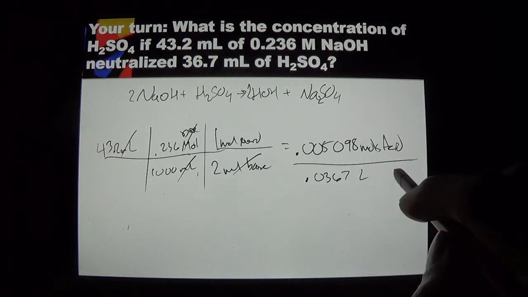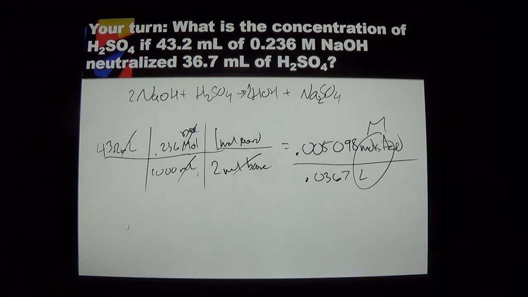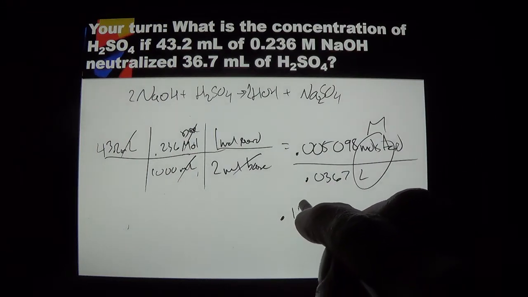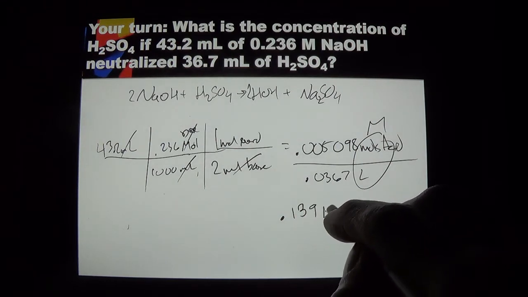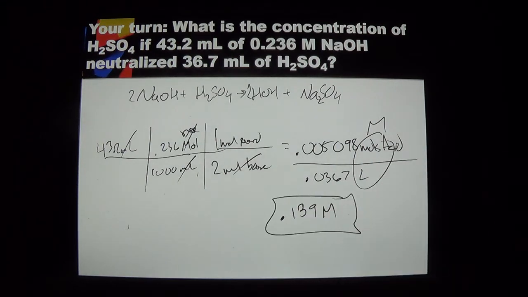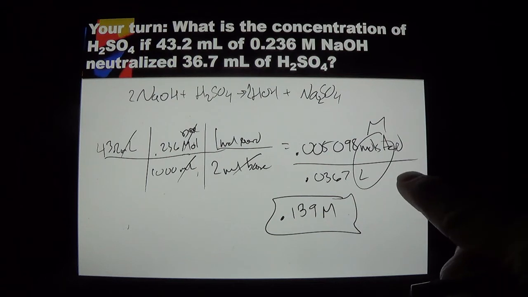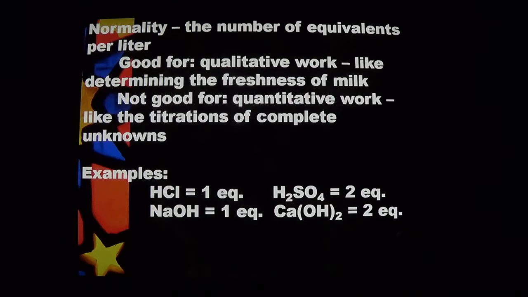0.0367 liters. Now moles per liter is molarity, so I need to take the number I just had and divide by 0.0367. And here is my official answer, 0.139 molarity of acid. Okay, so that's what that concentration of acid was given that information for the base. And that's the power of a titration, to find the unknown amount of acid with a known base, or reverse that, find a known amount of base with an unknown acid.